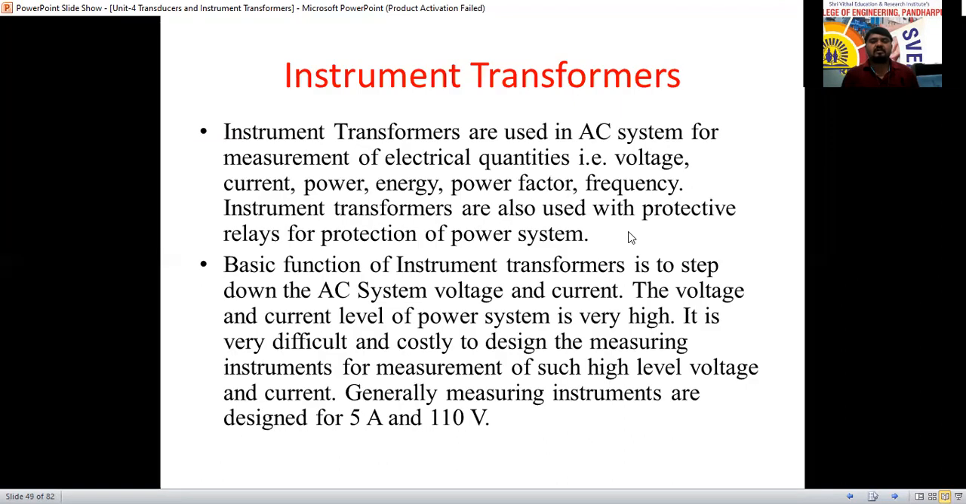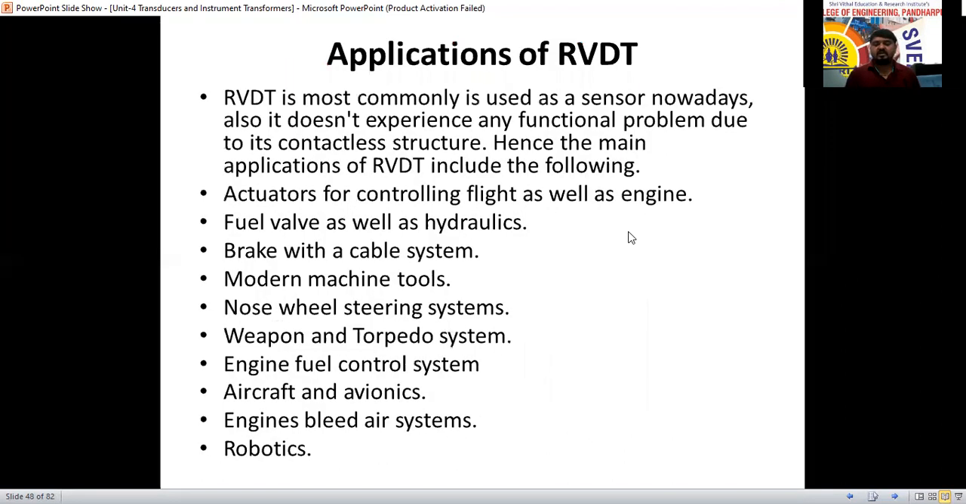The transducer part is completed, and tomorrow's class we'll discuss the instrument transformer. If you have any doubts about the concepts we have discussed, that is, RTC, RTD, LVDT, and RVDT, these four concepts in the transducer, prepare well for all four topics. If you have any doubts, you can contact me.